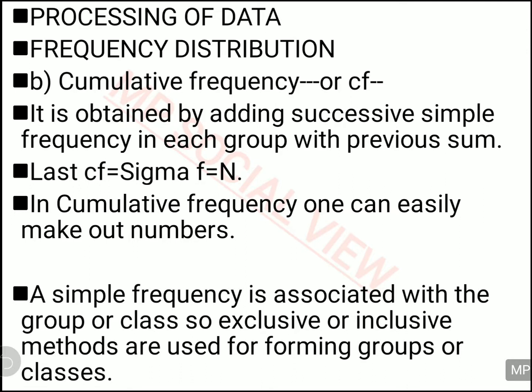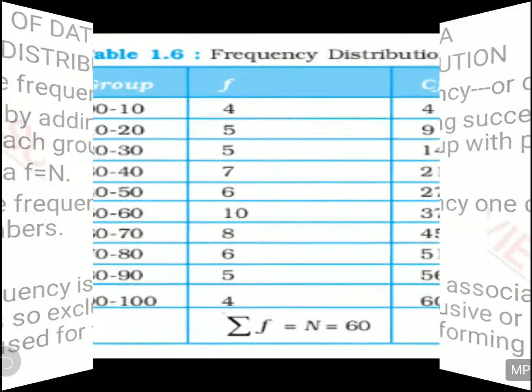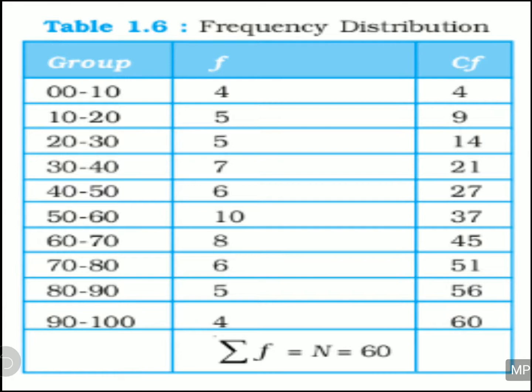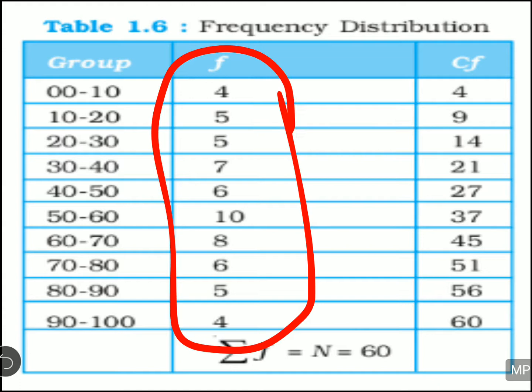A simple frequency is actually the number in each group and class, and it can be explained with the exclusive and inclusive method, but I will explain the exclusive and inclusive method afterwards. But let me first show you how the cumulative frequency is calculated. See, simple frequency is calculated in a way you know, because you have to just write how many people are there between 0 to 10, how many people are there between 10 to 20, then how many people are there between 20 to 30. This way you get the simple frequency.